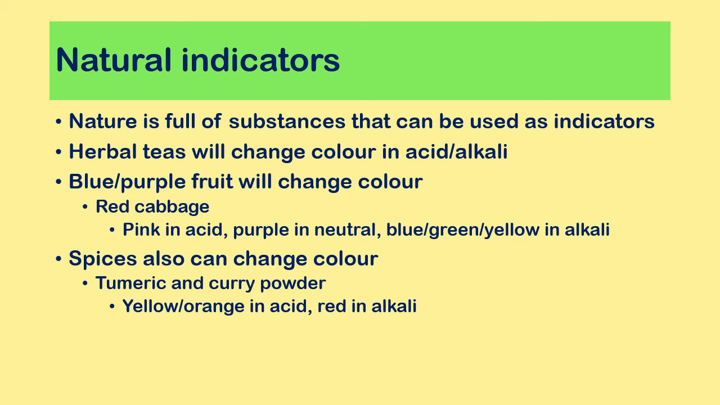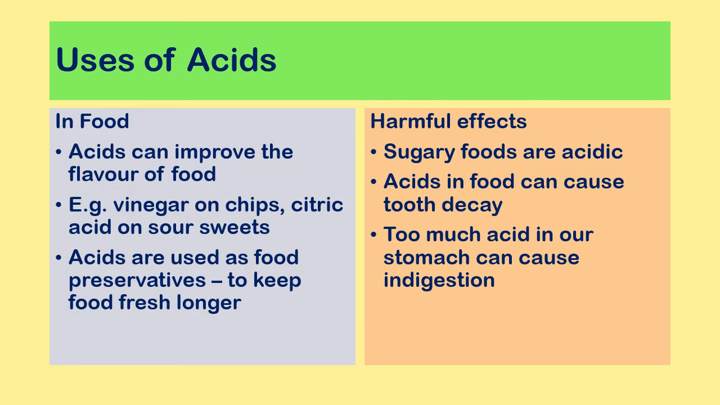There are also some spices that can change color. Turmeric and curry powder, some quite common spices. They are a bright orange-yellow color, but they can turn red if you expose them to an alkali.